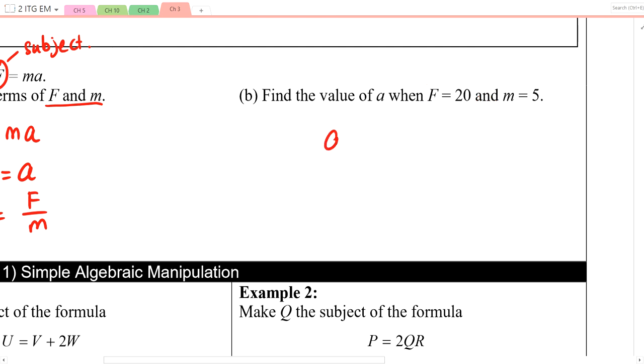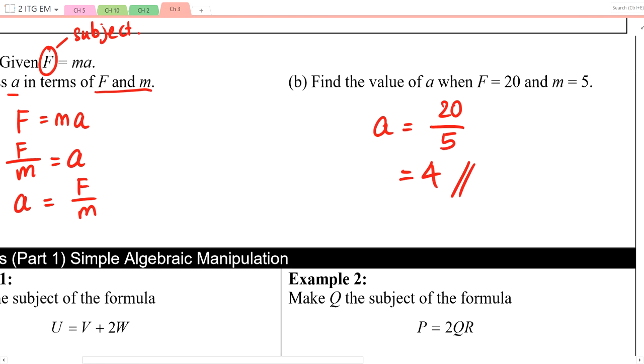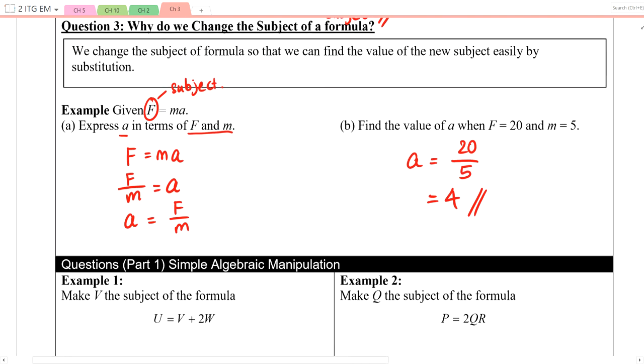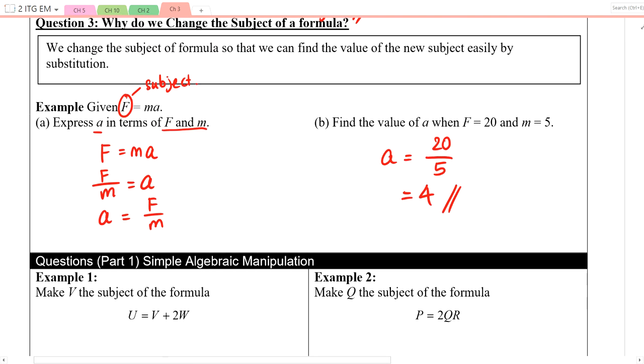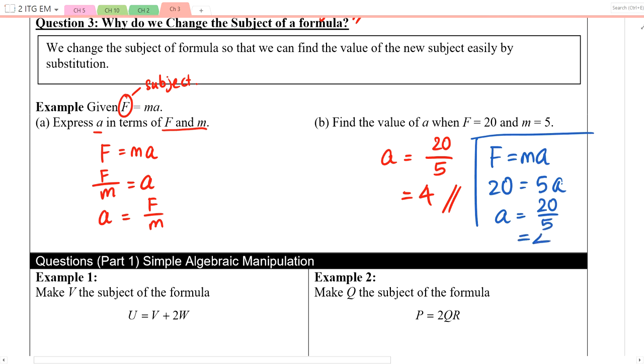So now a is given by 20 divided by 5, which is simply 4. Okay, compare it with if we did not make a the subject. If we didn't make a the subject, this is what we would have done. F equals ma, F is 20, equals 5a, a equals 20 over 5, which still gives us 4.